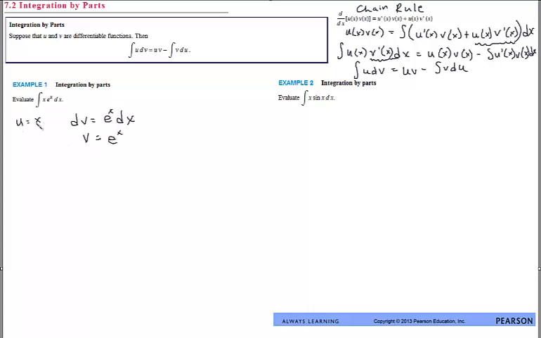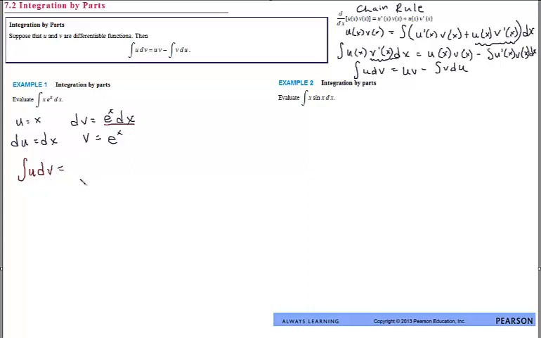Okay, and I'm going to take the derivative of this one so that I can figure out what du is. du equals, take the derivative of both sides, dx. So next I'll change pen colors. You're going to want to keep this separate because you're going to use these things. So now I'm going to say the integral of u dv is going to equal, and notice the integral of u dv would be the integral of x times e to the x dx, which is what I wanted.